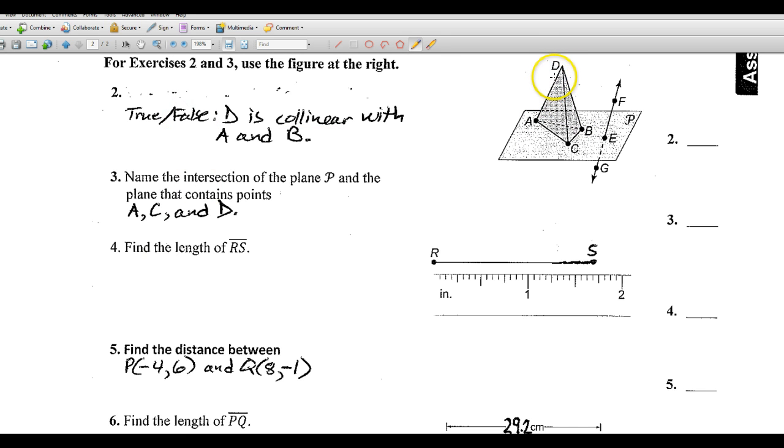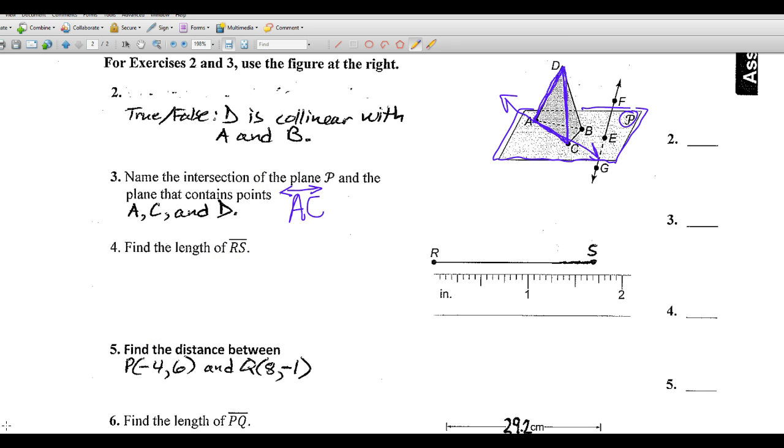Number 3, name the intersection of the plane P and the plane that contains points A, C, and D. So A, C, and D, talking about this plane, or actually the plane that passes through this front side of this triangular pyramid, and the place where it intersects with this plane, plane P. And the intersection of 2 planes will always be a line, so the line where they intersect is right there. So the intersection would be line AC, like this.